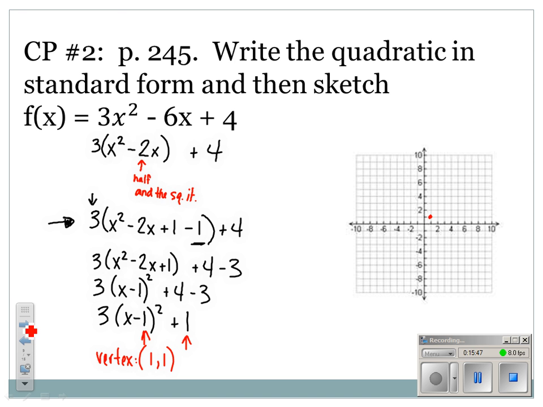But to come up with those other points, just pick more numbers. Okay, if I put 0 in, for example, 0 minus 1 is negative 1. Square it, you get 1, times my 3 now is 3, plus 1 is 4. So if you put 0 in, you're going to get 4. Now, being this is a parabola, the same exact thing should happen if we put in a 2. Okay? And you could pick some more numbers as well, or just know that this is going to shoot up, stretched, and skinny.